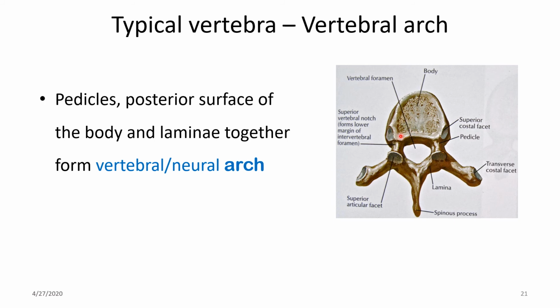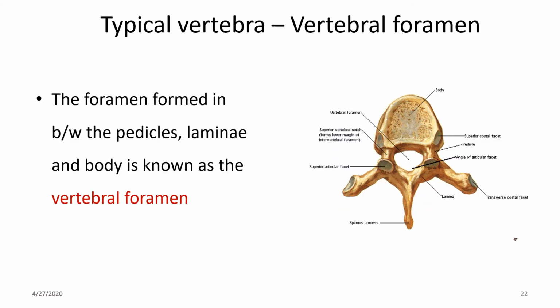And you can see the formation of the vertebral arch by the posterior surface of the body of the vertebra, and then the pedicles and then the laminae, all together forming the vertebral arch. And you can see how the vertebral foramen is formed by the pedicles, the laminae and body.